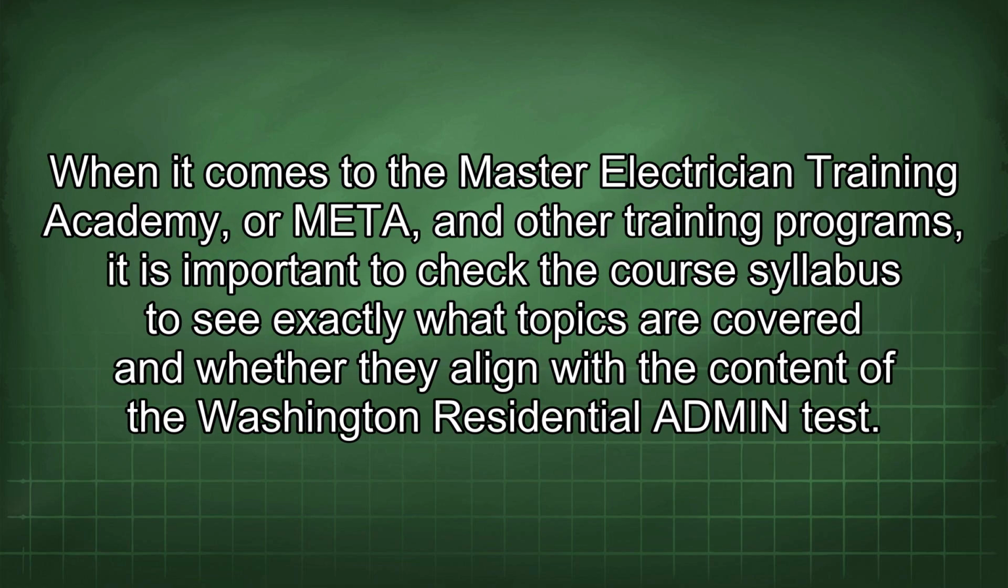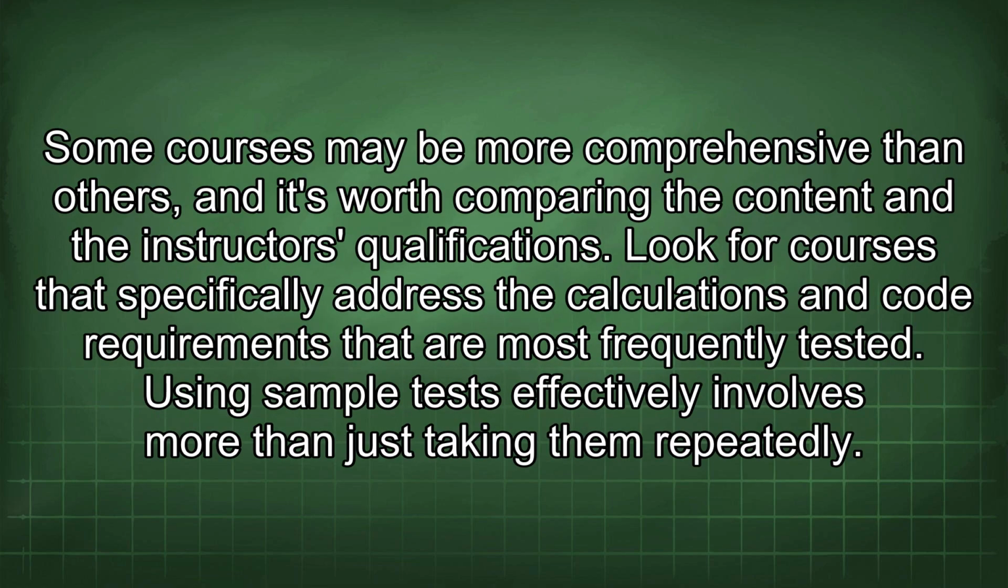When it comes to the Master Electrician Training Academy, or META, and other training programs, it is important to check the course syllabus to see exactly what topics are covered and whether they align with the content of the Washington Residential Admin Test. Some courses may be more comprehensive than others, and it's worth comparing the content and the instructor's qualifications. Look for courses that specifically address the calculations and code requirements that are most frequently tested.